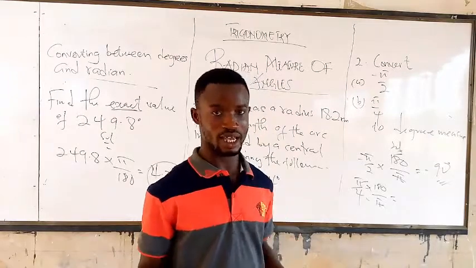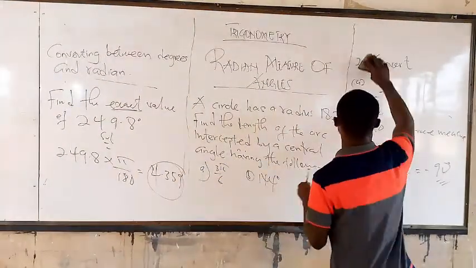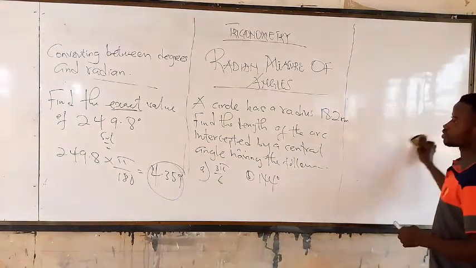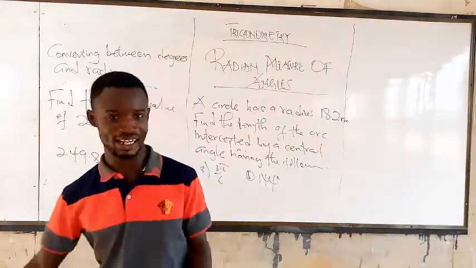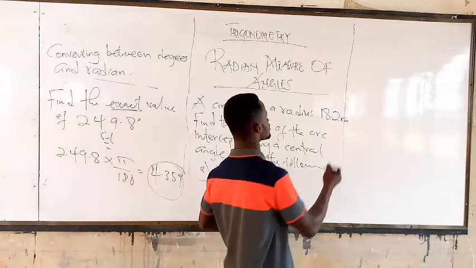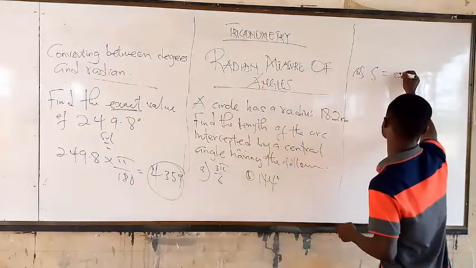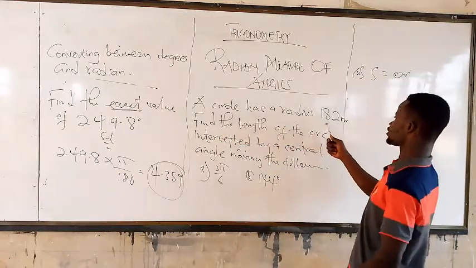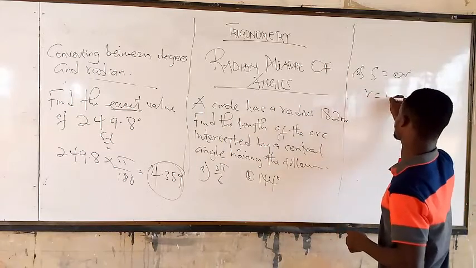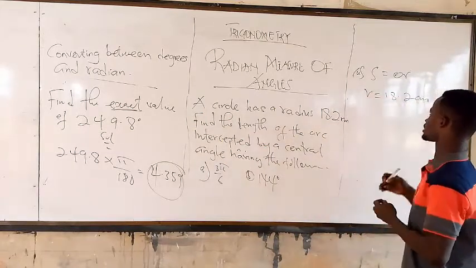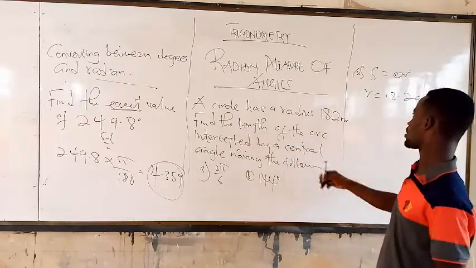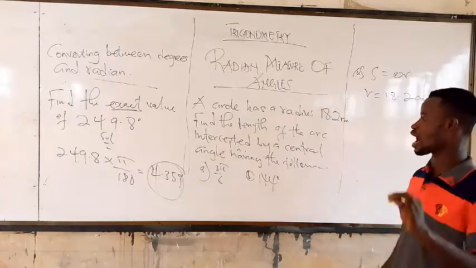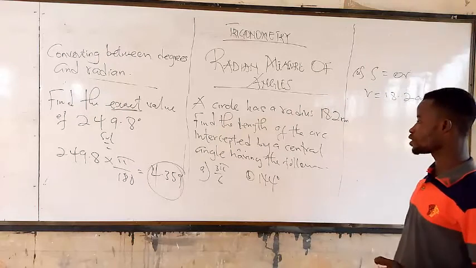so what you are projecting to you here is just simple. Anytime students hear of application question, then they start panicking. Alright, we know that the arc length is equal to theta times R. Alright, good. So we say that a circle has a radius of 18.2 centimeters. Find the length of the arc intercepted by a central angle having the following.